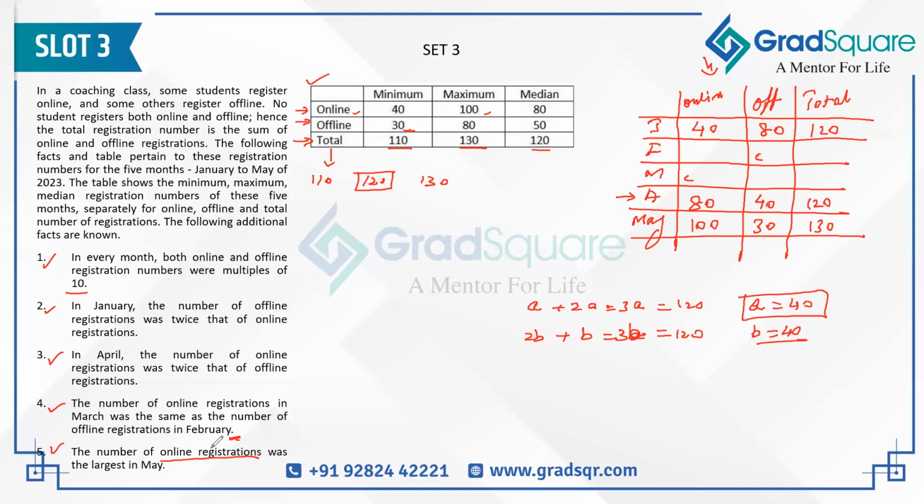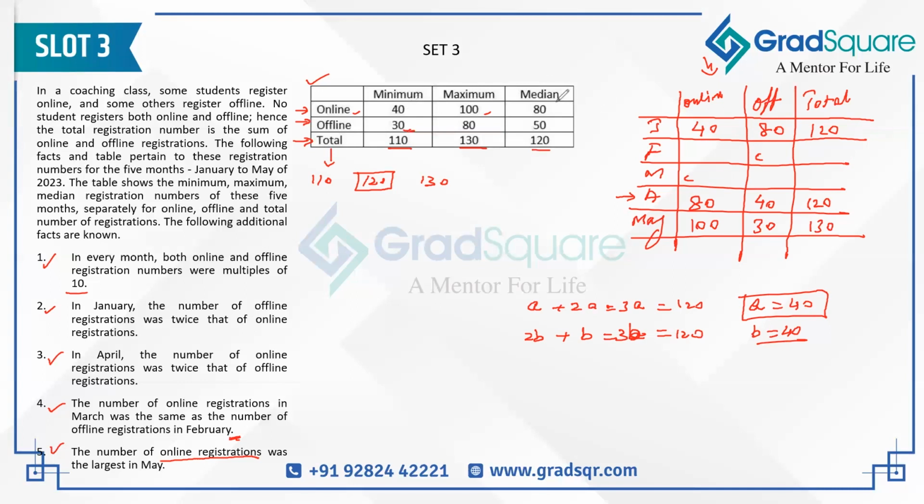Now, if you look at the table, there are about 6 values which are unknown to us, which is the online, offline and the total values for the month of February, and so is the case for the month of March as well, that we don't know how many online registrations, how many offline registrations, and how many total number of registrations, right? Now we need to also understand a few more things about this entire data.